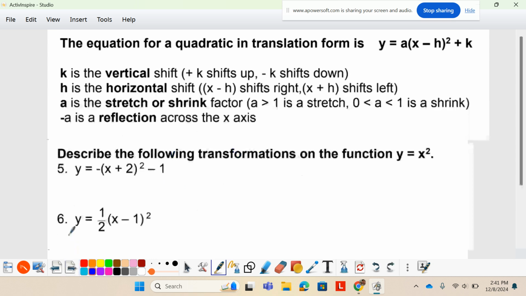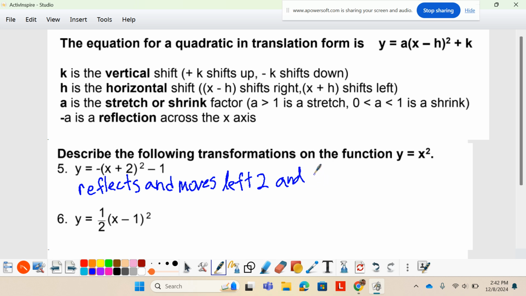And you will also see just describing the following transformations. So I have something here, the negative first that I notice, I'm going to say that it reflects, and moves. See, plus 2, that would be 2 to the left. So moves left 2 and down 1.